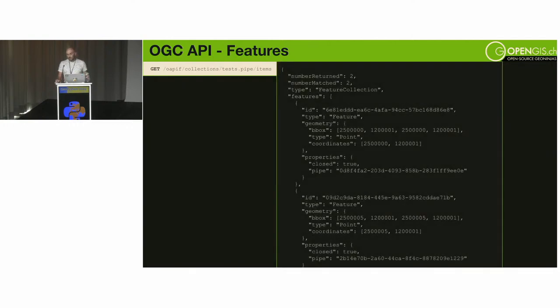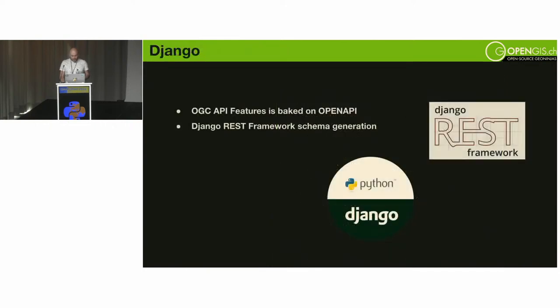So how does it look like? It's basically GeoJSON. So if we get the URL of our pipes, we get here the GeoJSON of the features of our pipes. So 2 pipes here. Now that we have that, OGC API Features is on top of OpenAPI, and we have Django REST framework which allows the schema generation, which will allow us to build the OGC API Features endpoints.